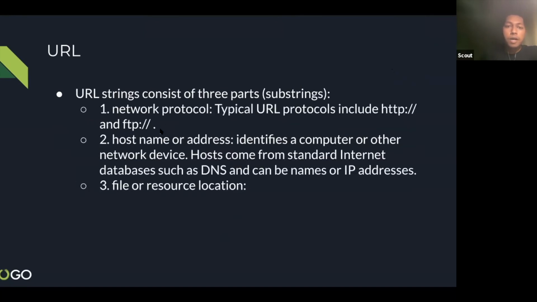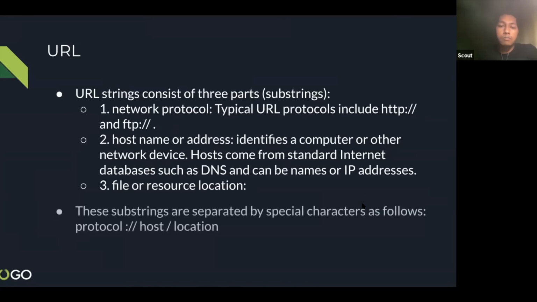So there are three parts. The first part is the network protocol, like http colon double slash, or it can be https, it can be ftp. The second part is the host name, where we write google.com or something like that. And the third part is the resource location.